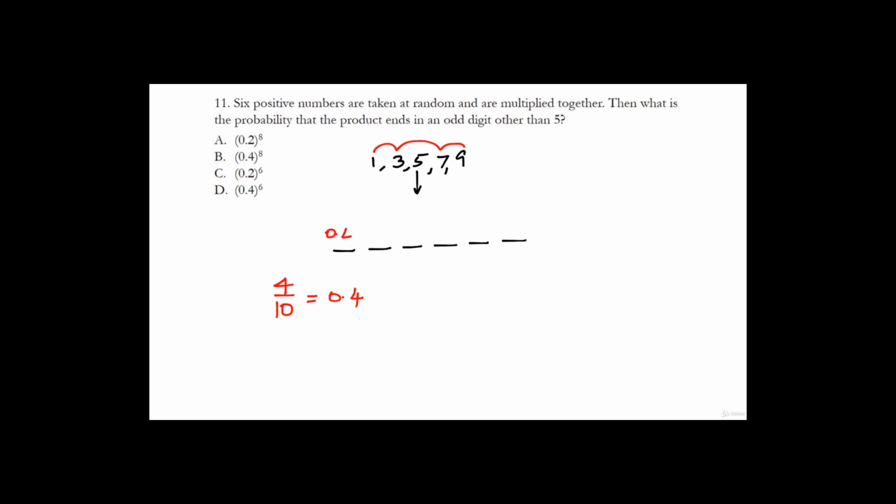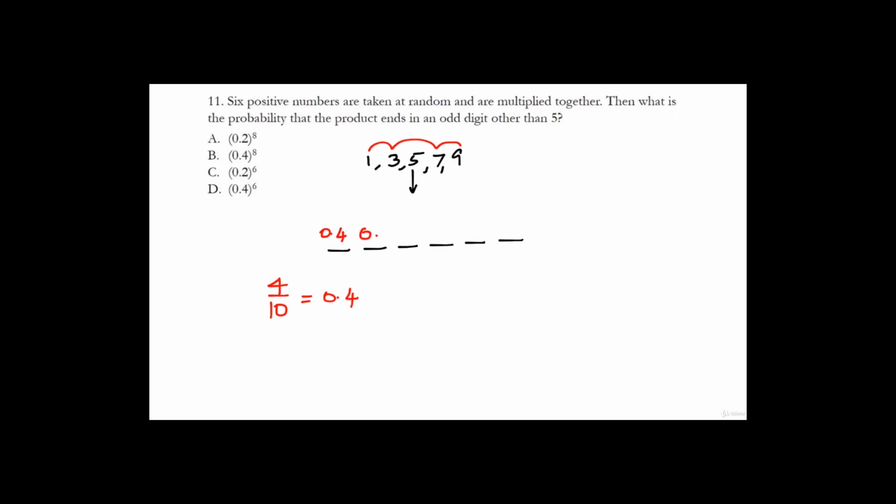Second number is also 0.4. Third number is also 0.4. Like that, for each number the probability is 0.4, and for the probability of having an odd digit at the end, we have to multiply each time, which will give 0.4 raised to the power 6. So option D is the correct answer.